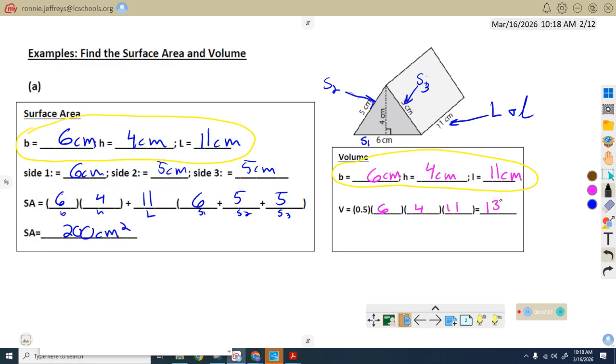So this is 132 centimeters. All right, what is the power of this? Nope. Yep. All right. Surface area is squared. Volume is cubed.